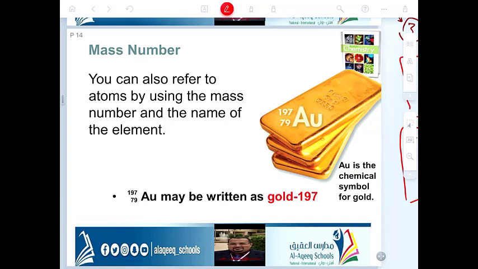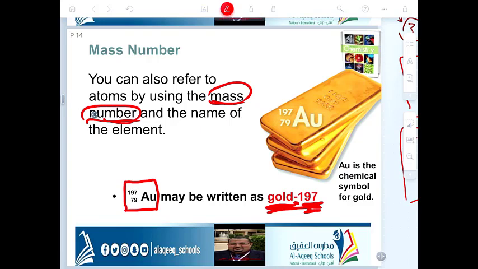You can also refer to atoms by using the mass number only, without the atomic number. How? Another method: you can use this shorthand notation, maybe written like this. You can write not the symbol but the name of the element and a hyphen, then write the mass number, not the atomic number, the mass number only. You can represent the element by this method as well. So we have two methods to represent the atom.